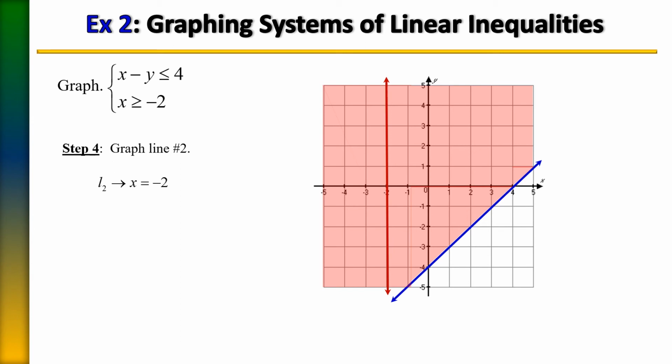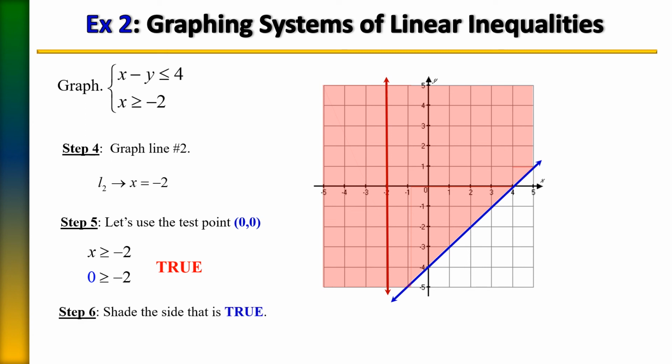Now I need to determine, am I going to shade to the left of that line or to the right of that vertical line? We can use the test point 0, 0. Since we don't have a y, just remove the x and replace it with 0 and read the statement. The statement is 0 is greater than -2. That's a true statement, which means my test point was located to the right of my vertical line, so I am going to shade to the right of my line.